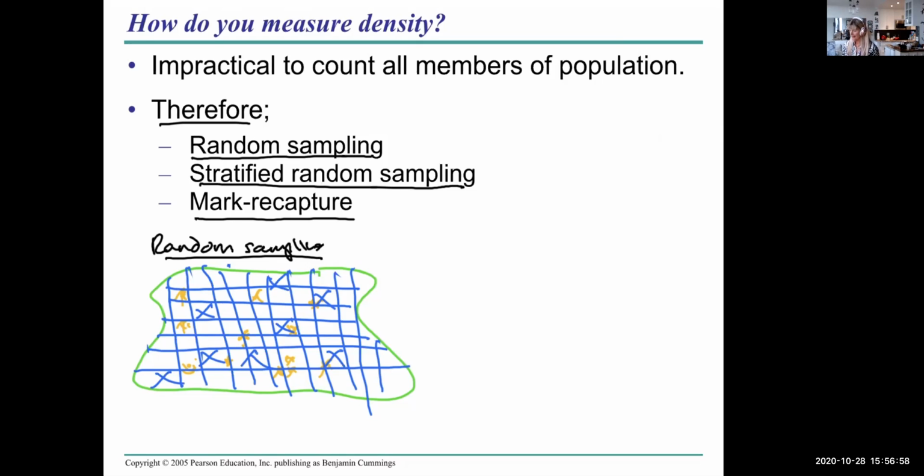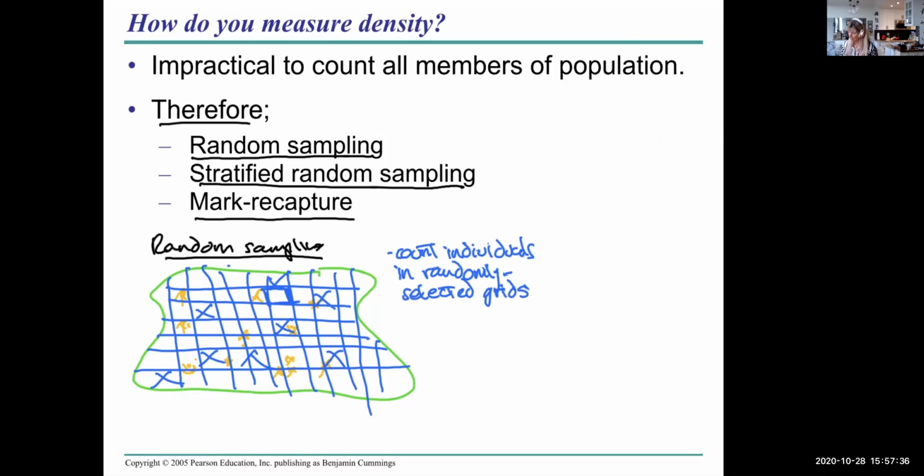So this way we're getting individuals per square meter. Often grids are square meters. So we estimate, sorry, we count individuals in randomly selected grids.